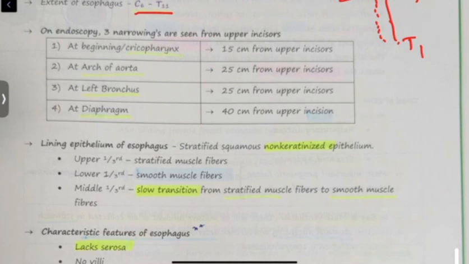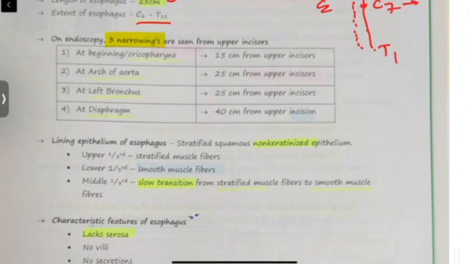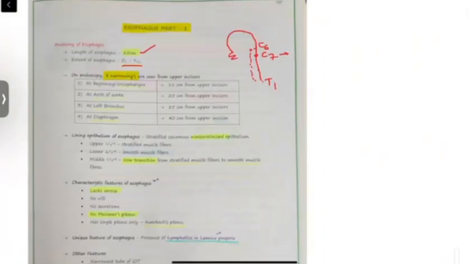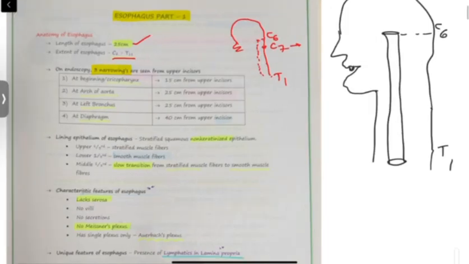On endoscopy we'll see three narrowings in the esophagus, described by their distance from the upper incisors. Suppose the esophagus is a tube like this, and imagine this is a person. This is the esophagus from C6 to T1, and this is the upper incisor. The distance they mention is from the upper incisor to the narrowing. So there are three narrowings that we will see when we do endoscopy.